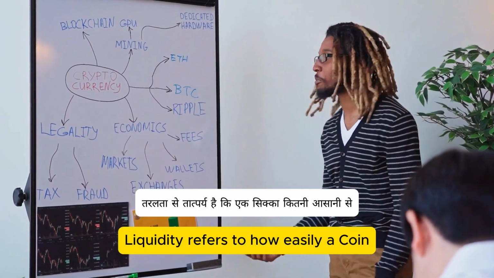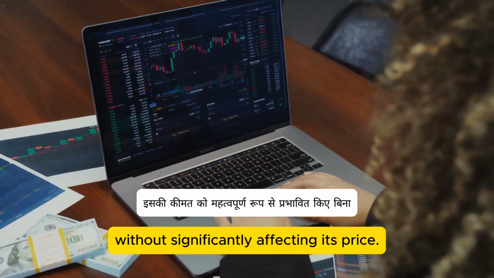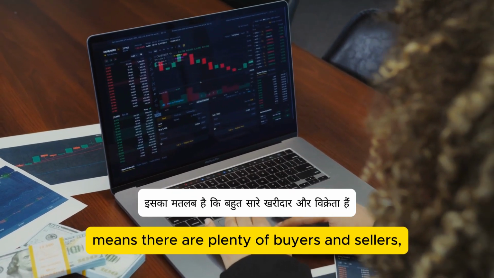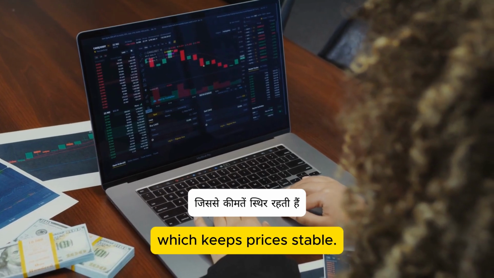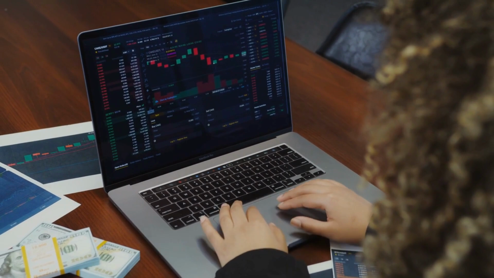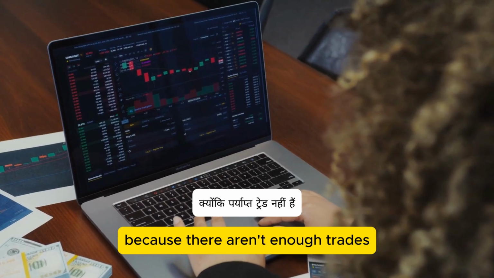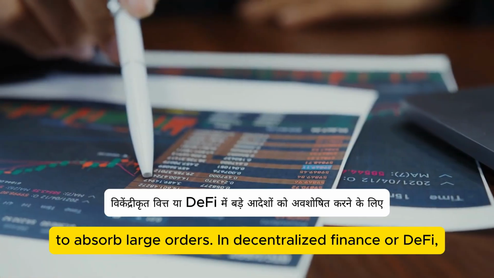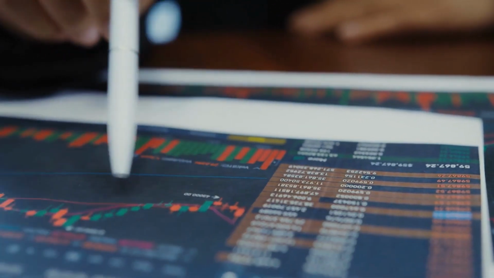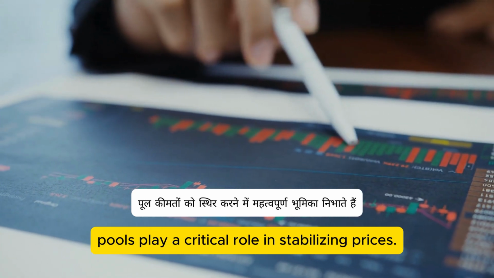Liquidity refers to how easily a coin can be bought or sold without significantly affecting its price. High liquidity means there are plenty of buyers and sellers, which keeps prices stable. Low liquidity, on the other hand, often leads to price spikes or drops because there aren't enough trades to absorb large orders. In decentralized finance, or DeFi, liquidity pools play a critical role in stabilizing prices.